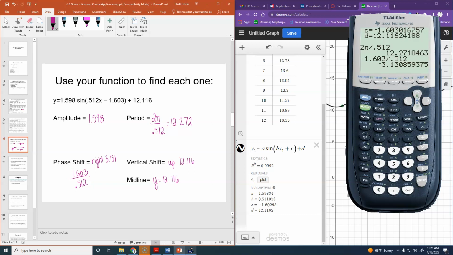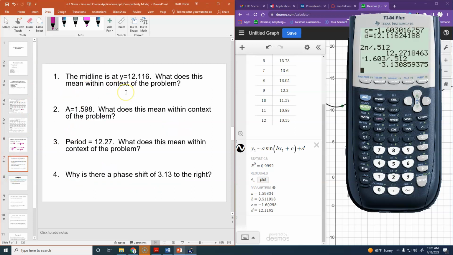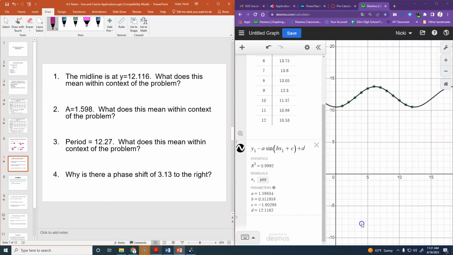Now, here's where it's going to be different for this. I'm going to ask you some questions that don't necessarily say they're asking you for amplitude, period, phase shift, or vertical shift. Or maybe they do, but they're asking it in context. So, let's think about what we have here. I went ahead and just put the answers that we got. The midline is at y equals 12.116. What does this mean in context of the problem?